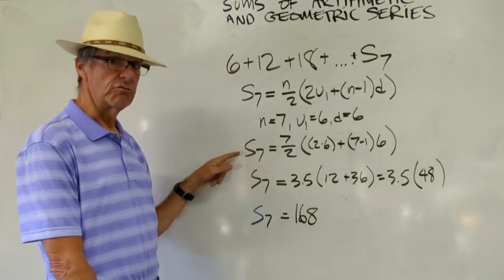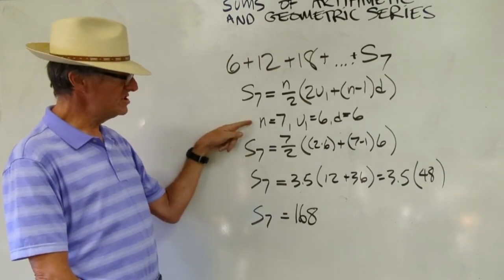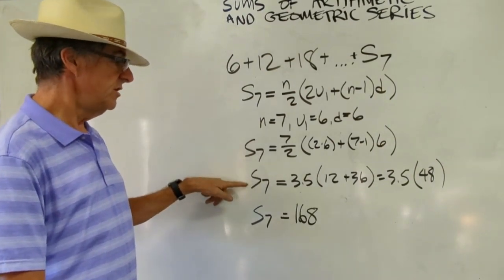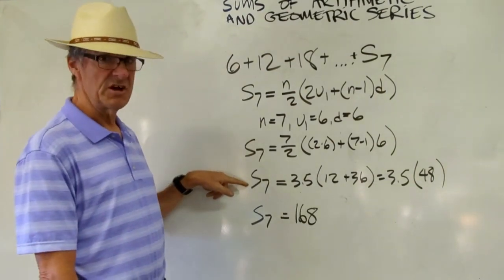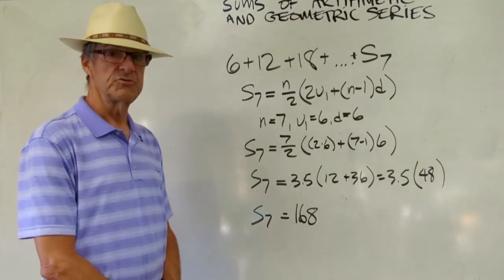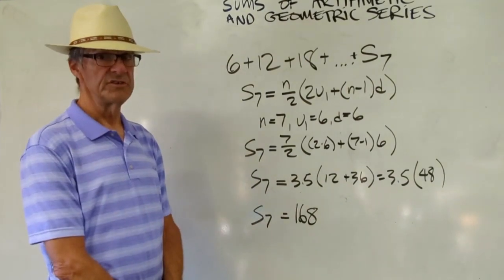So here is my raw plug-in step. I didn't do any math. I just inserted these numbers where they belong in the formula. Now I'm just going to crunch it on through, doing basically computational stuff, not really even algebra, and I get S7 equals 168. So make sure you understand and can do those steps.